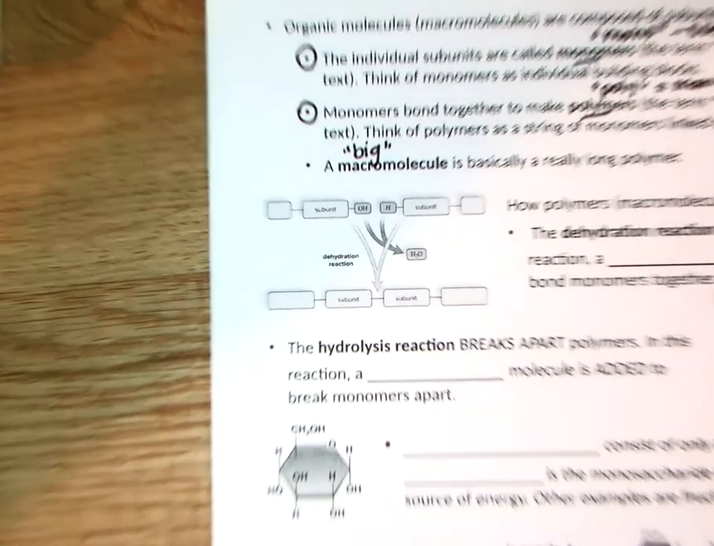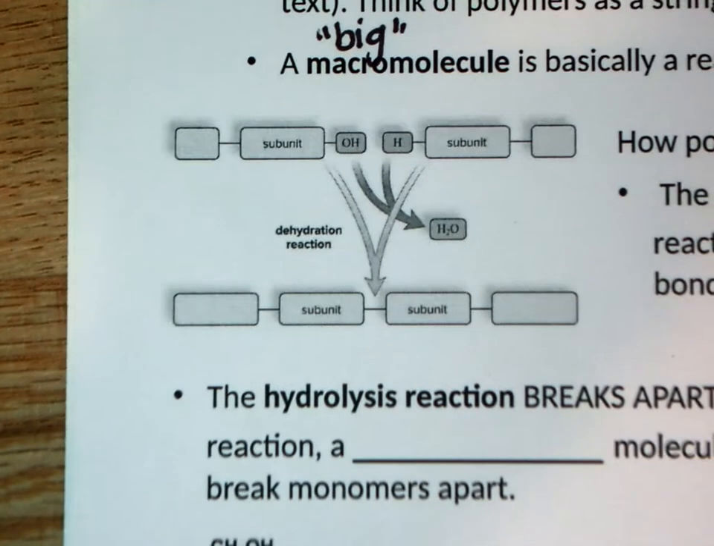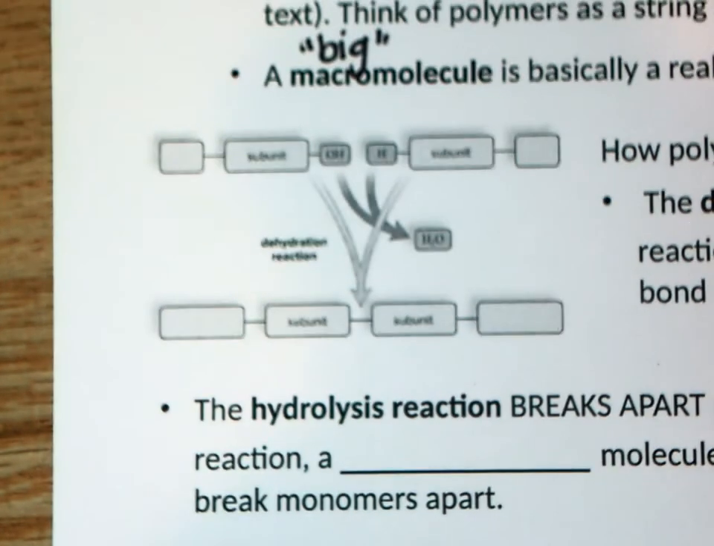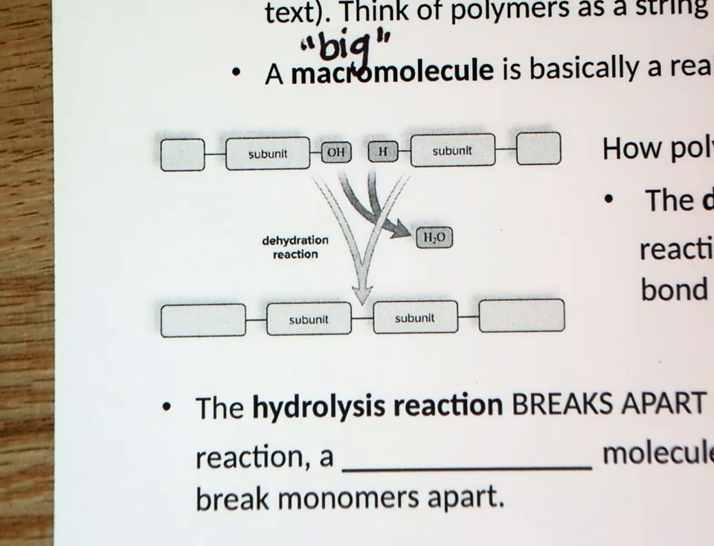Alright, so if we look at this picture right here, there are two different types of reactions. There's a dehydration reaction and a hydrolysis reaction. So this is a dehydration reaction, and think of dehydration as something that builds polymers, so it helps stick monomers together. And in this reaction, a water molecule is removed to bond the monomers together.